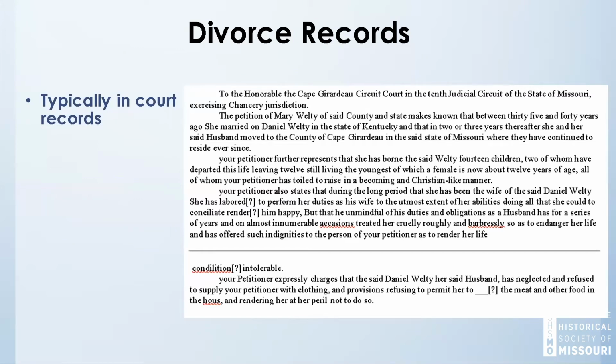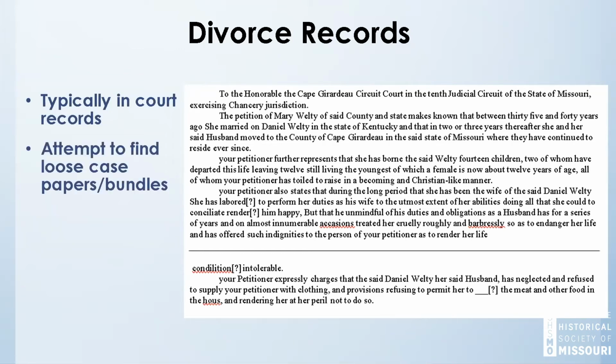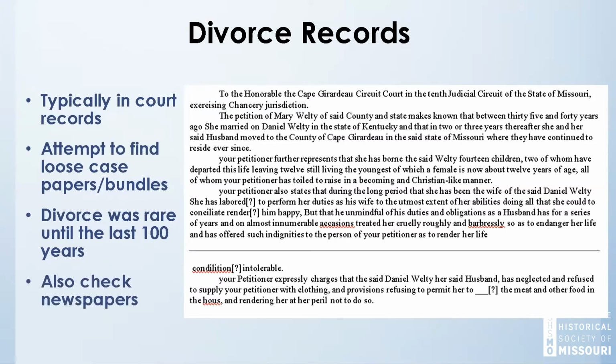Some of these in early Missouri, I know, went to the Supreme Court, and you can find it on the State Archives database. Attempt to find the loose case papers and bundles, because that'll give you the details. But you're going to have to also remember, unless something was really egregious, divorce was rare until the last 100 years or so. Also check newspapers, because there might be an indication there that there was a divorce.